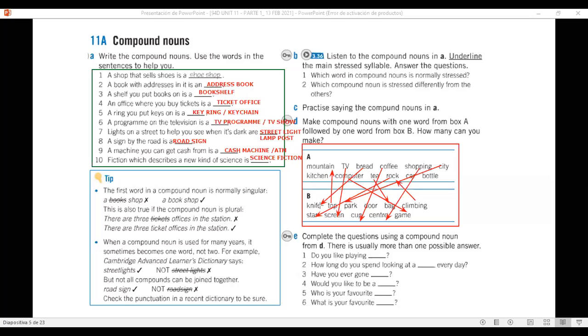What else do we have? We have car, bottle, and kitchen missing. ¿Qué palabras podríamos formar con estas tres? Kitchen, bread, coffee, car, bottle. Kitchen door. Kitchen door, very good. We have the kitchen door.